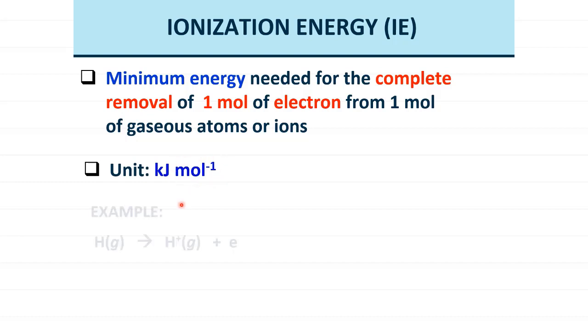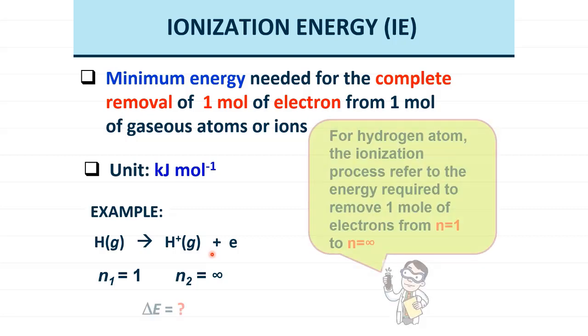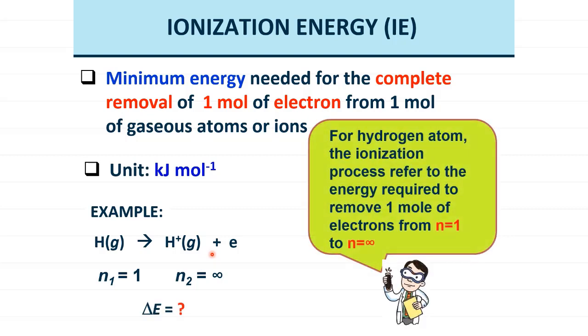They are going to have per mole after the kilojoule, which means we need to consider this in our calculations. Given an example of this reaction, hydrogen gas atom forms H plus in gas and also an electron. So this electron will be removed completely from the atom. For this energy to be calculated, we need to consider n1 equal to 1 and n2 equal to infinity. Then only we can proceed to the calculation of delta E.